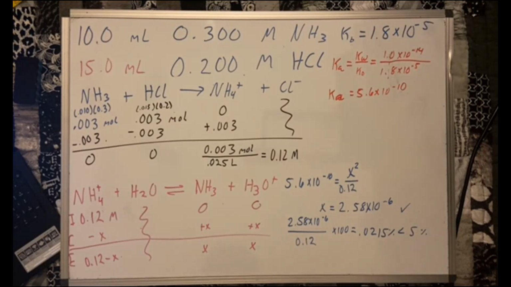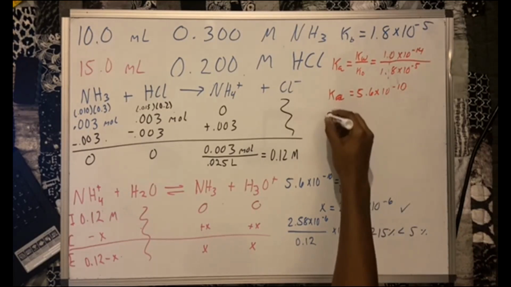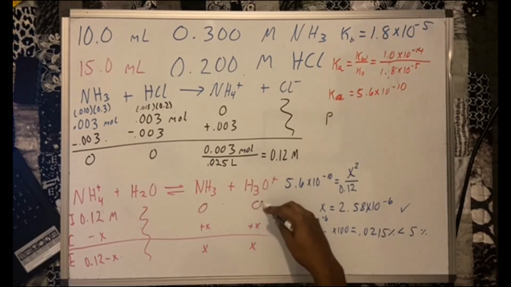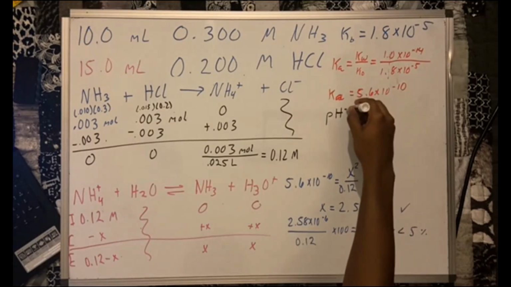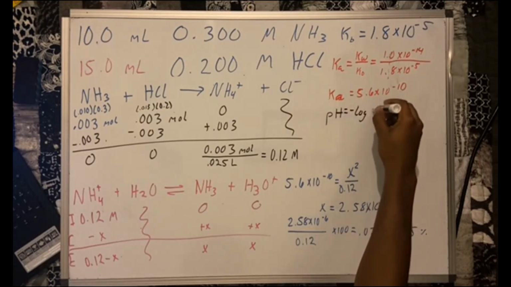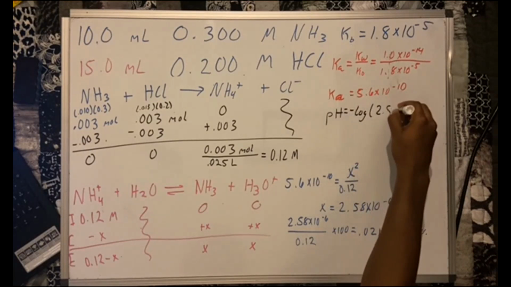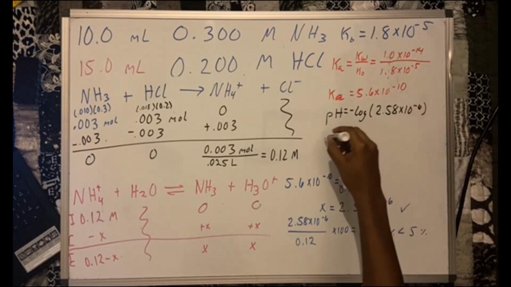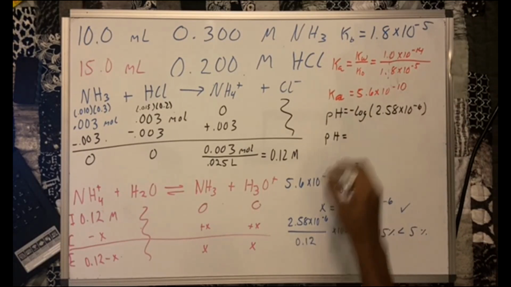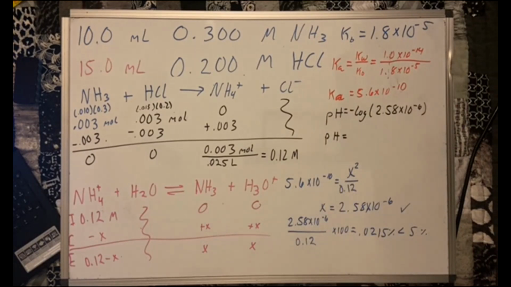And then finally, I do my pH, right? I can go straight to pH since I just have H3O plus right there. pH is the negative log of my 2.58 times 10 to the negative 6. So my pH is a number, hopefully.